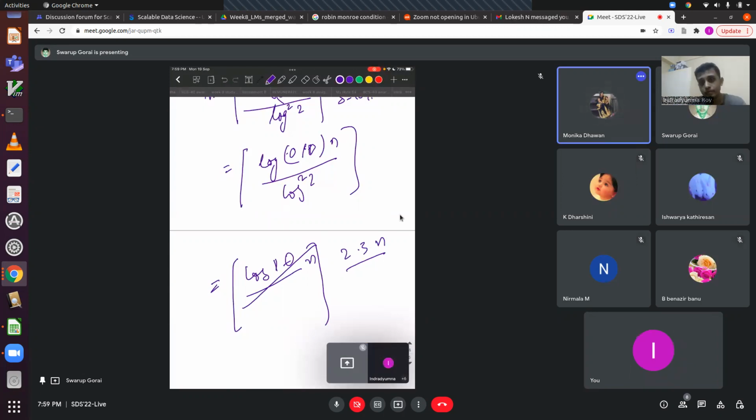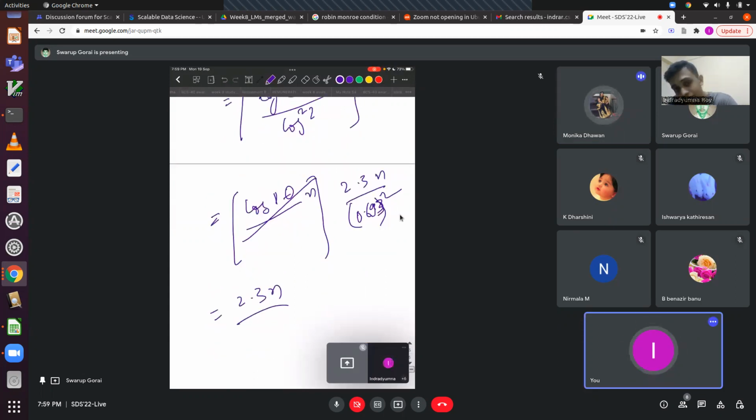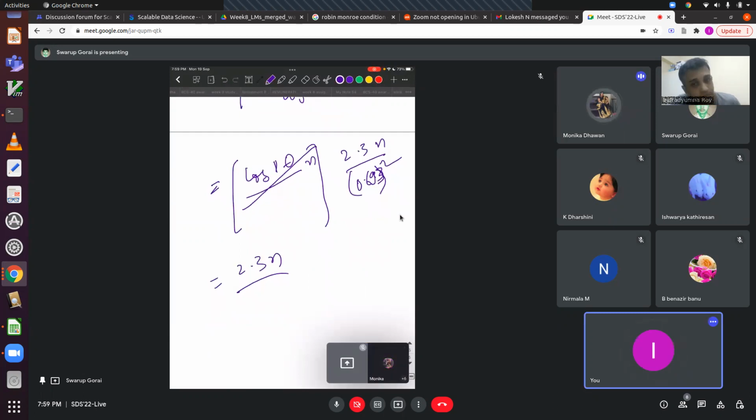Log 2 is 0.69, whole square. Equal to 2.3 n upon 0.69 whole square. Don't forget the bracket, the ceiling symbol. That is important. Okay. 0.69.